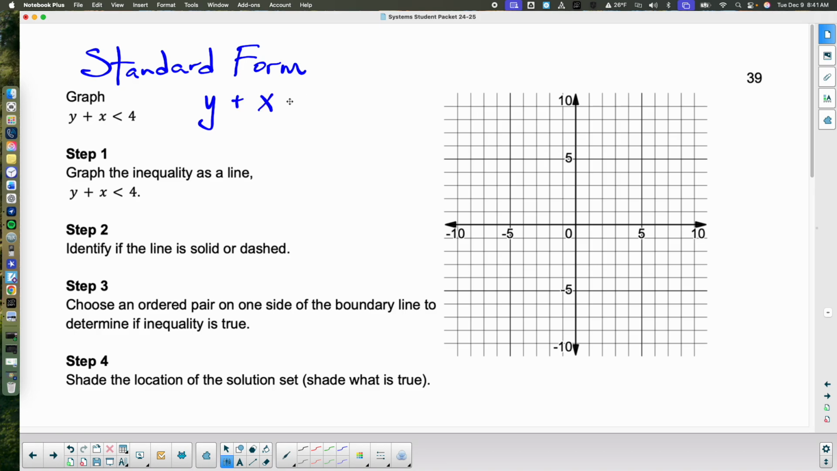What we're going to do is we're going to graph y plus x equals 4. And then once we graph that, then we'll deal with the inequality part.